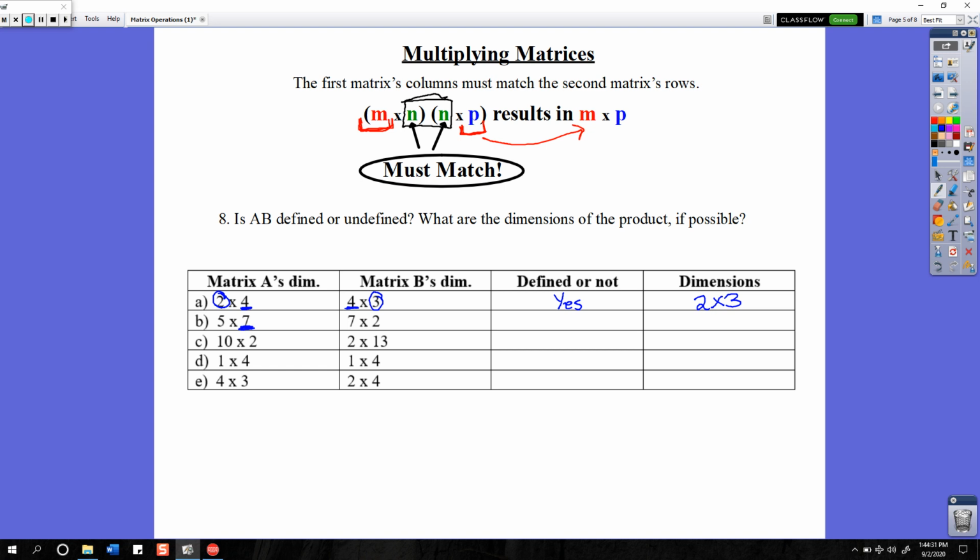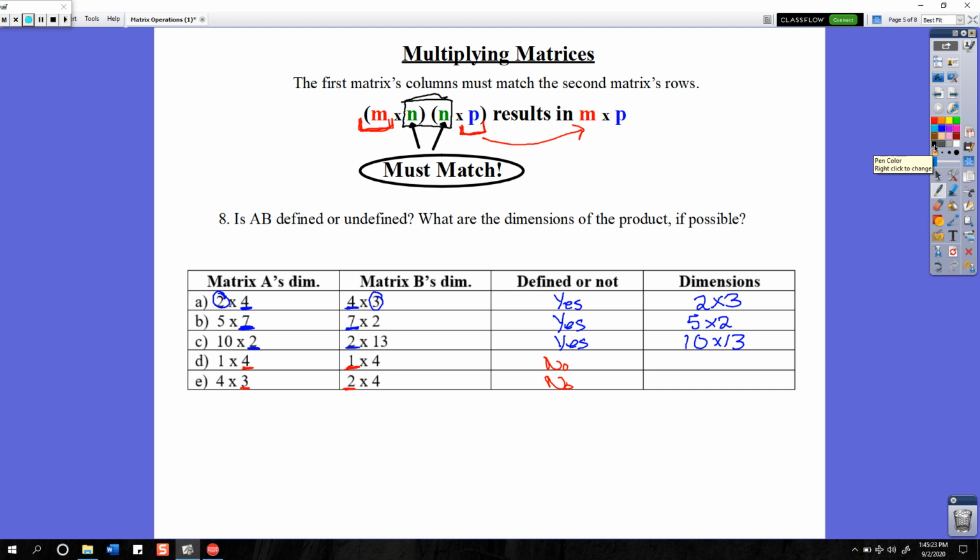So B, look at those two middle numbers, 7 and 7. They are the same, so I can multiply. And the dimensions of my answer matrix will be a 5 by 2 matrix. 2 and 2, those are the same. So again, I can multiply, and the answer will be a 10 by 13 matrix. Looking at D. So again, looking at matrix A's columns and matrix B's rows, those numbers are not the same. So no, I can't multiply, and it will not have an answer matrix. Okay? For problems like that, we say that it is undefined. Same thing with E. Those numbers don't match up, so we cannot multiply.